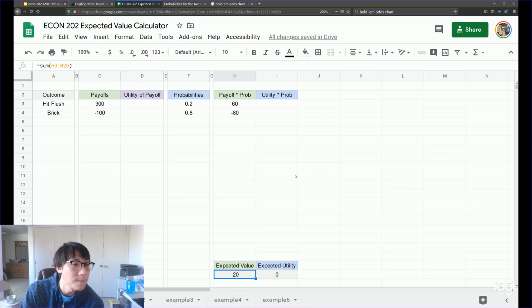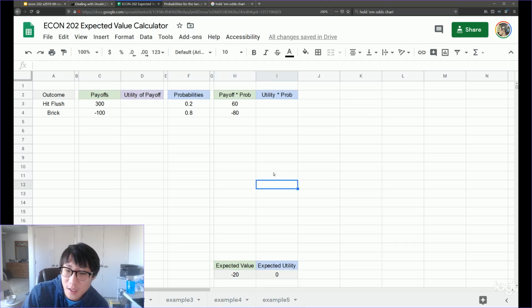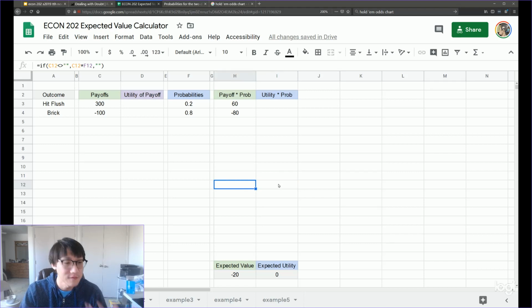Okay, so I hope that example makes sense. We're going to go over a couple more examples of an expected value calculation in the next video.